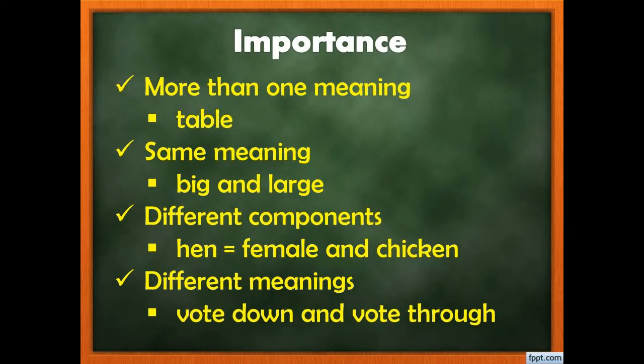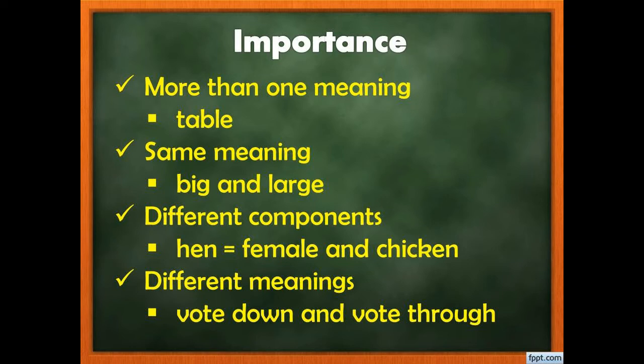But before we proceed to the given topics, let's first know the importance of having a good diction. First, it is important to choose your words carefully because terms can have more than one meaning. For example, the word table may mean a furniture or it could be a chart. Second, different words can have the same meaning, like big and large, which both refer to heights.